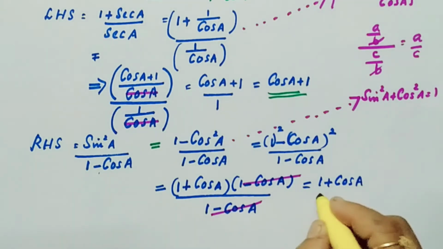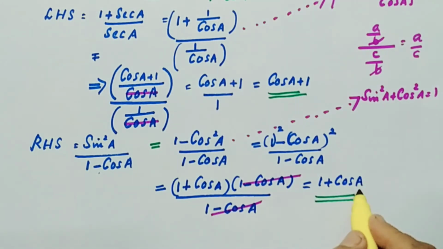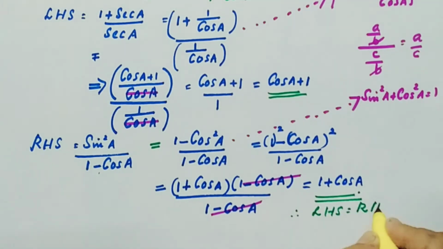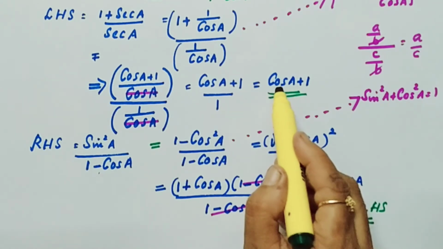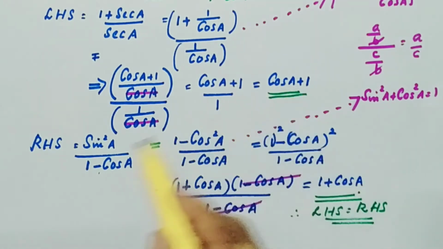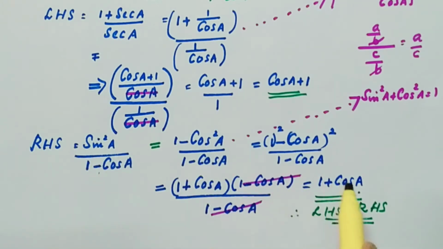So you can see that RHS is also 1 plus cos A, LHS is also cos A plus 1, which is the same as 1 plus cos A. Therefore, LHS equals RHS, hence verified. Wisely, you need to take the decision on which formula to apply. Here on the LHS you got cos A plus 1, hence on the RHS you need to simplify to get cos A plus 1.